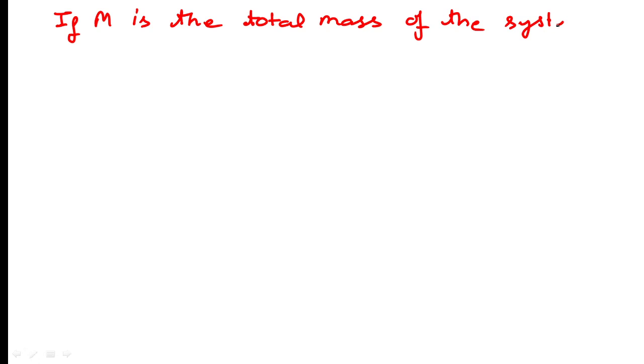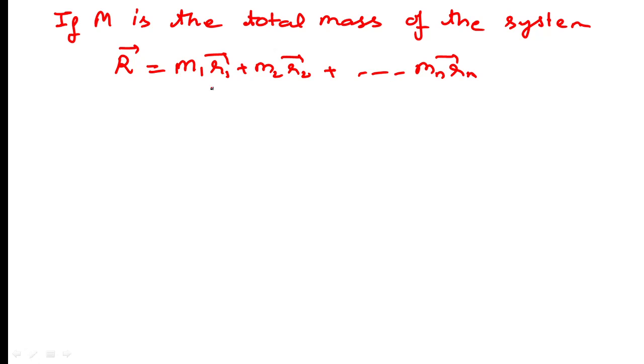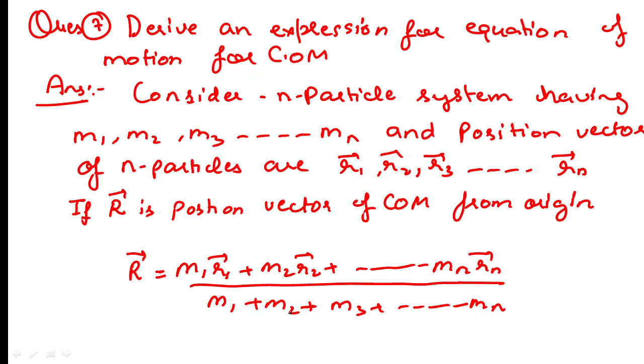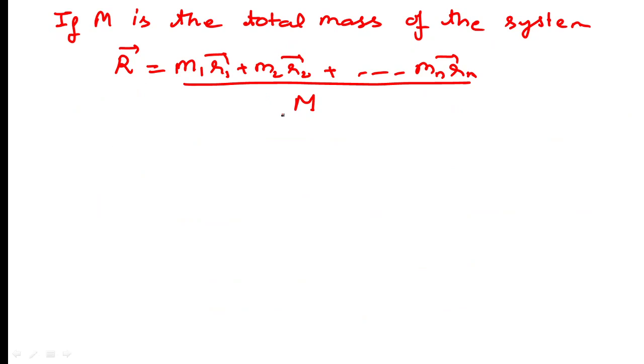So if capital M is the total mass of the system, then you can write R as m1 r1 vector plus m2 r2 vector plus up to mn rn vector divided by M. On adding all the masses of the particles, we obtain the total mass, capital M. So this M will multiply on the other side, and we obtain M R vector equals m1 r1 vector plus m2 r2 vector plus up to mn rn vector.